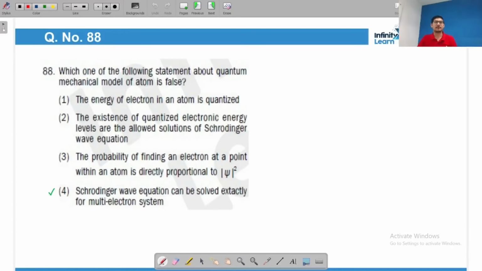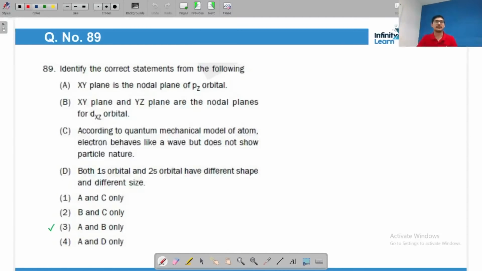Which of the following statements about quantum mechanical model of atom is false? Schrodinger wave equation actually cannot be solved for multi-electron system because of the repulsion term between different electrons, right? So all of the statements are correct. Identify the correct statement. Pz orbital has XY plane, yes, perpendicular. Dxz orbital, yes, it will have XY and YZ because XZ is the orbital plane. So YZ and XY will be nodal planes. According to quantum mechanical model, electron behaves like both wave and particle. So this is incorrect. And the 1s and 2s orbitals have the same shape but different sizes, right? So this is also incorrect. So correct statements are A and B.